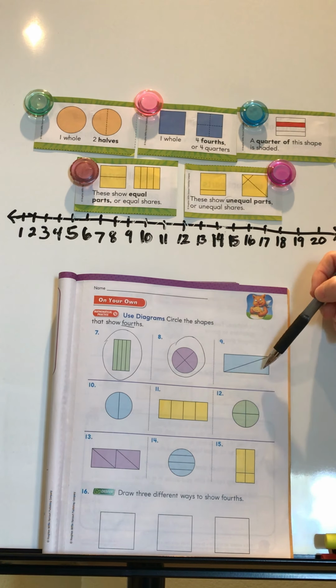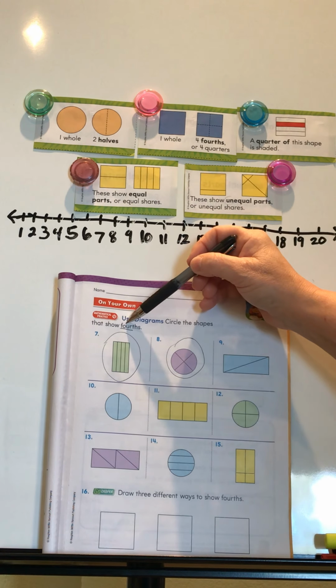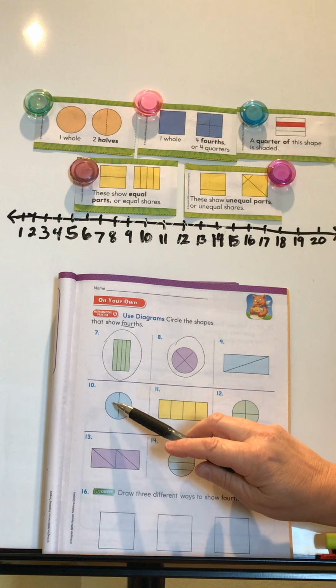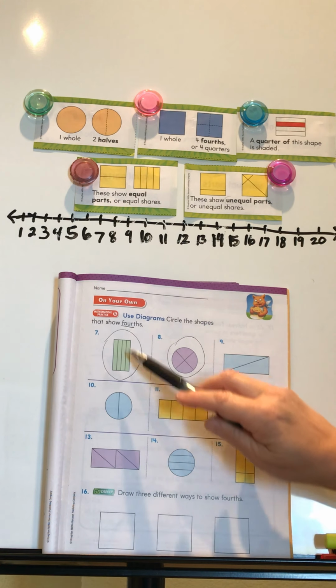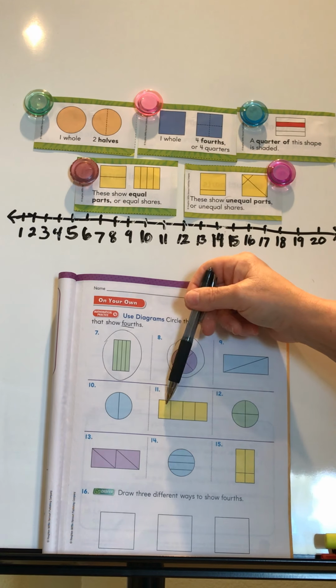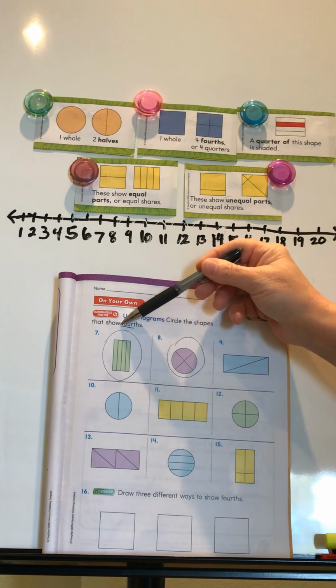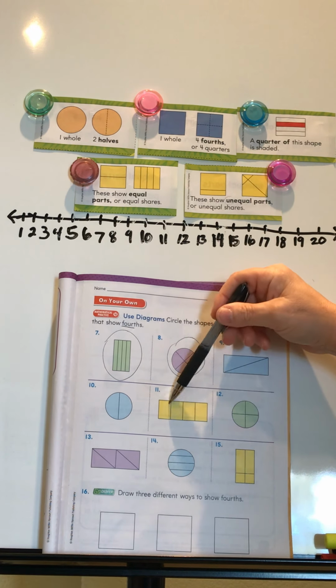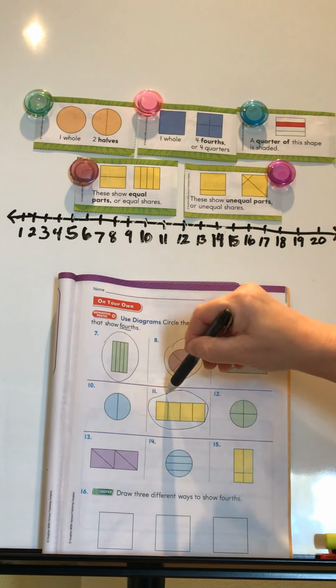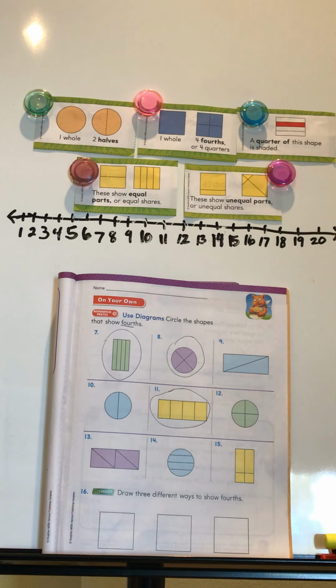Okay, look at this rectangle. How many parts do we have? 1, 2. That is not fourths, so we cannot circle that. Look at this circle. How many parts? 1, 2. That's not fourths. We cannot circle that. How about this rectangle? 1, 2, 3, 4. Okay, it has the 4 parts. Are they all the same size? Is this fair shares? Yes. Circle it.